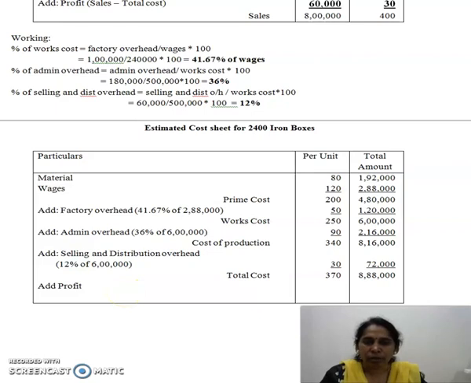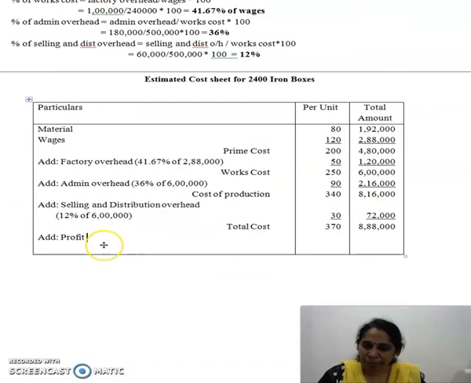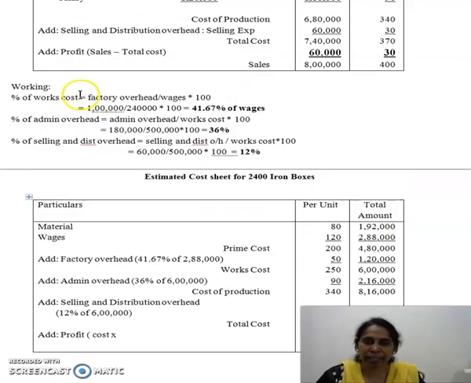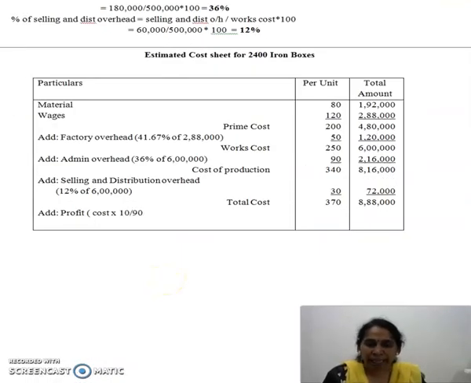Okay, so how to add the profit? I think there is information given regarding profit. The profit is how much? It's given in the problem as 10% on selling price. But we don't know the selling price. So if you don't know the selling price, then we have to use cost into the given percentage divided by 100 minus the given percentage. That means if it is 10%, then you have to use 10 by 90, not 10 by 100. Because this percentage is on selling price. So at that time we are not going to use 10 by 100. We will be using 10 by 90.